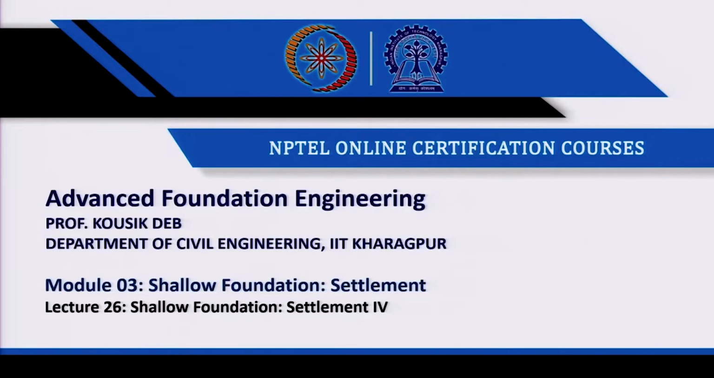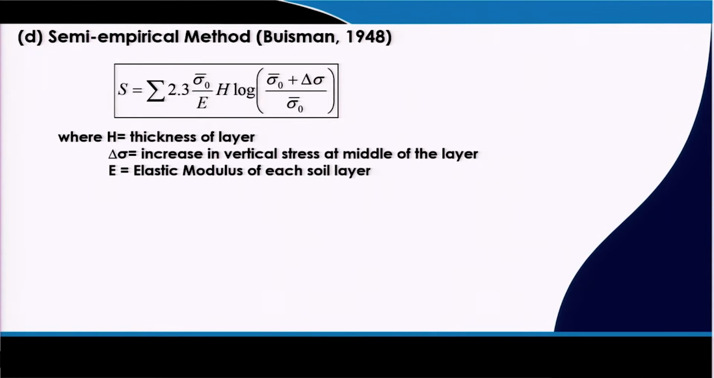So, last class I discussed a few methods by which we can determine the settlement of granular soil. I discussed 4 methods, that is based on SPT, then plate load test, then SCPT. Actually, I have discussed 3 methods to determine the settlement of granular soil. Now, today I will discuss the remaining 2 methods. The fourth one is the semi empirical method, which is similar to the consolidation problem.